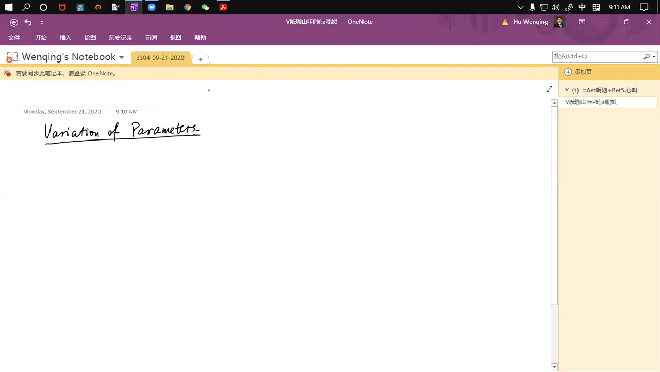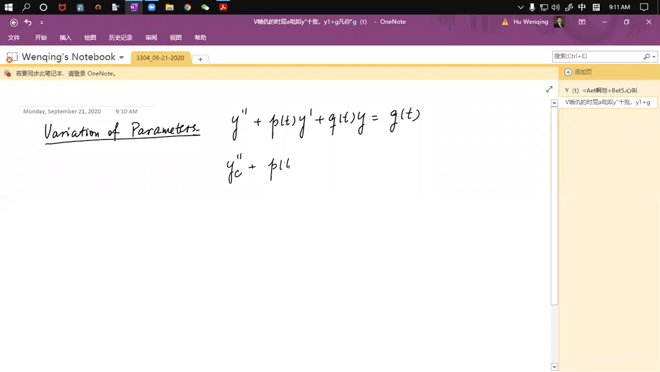So what's variation of parameters going to do? You're looking for y double prime plus p of t y prime plus q of t y equal to g of t. So this is a non-homogeneous problem. And you would like to say that the homogeneous part consists of the so-called complementary solutions.